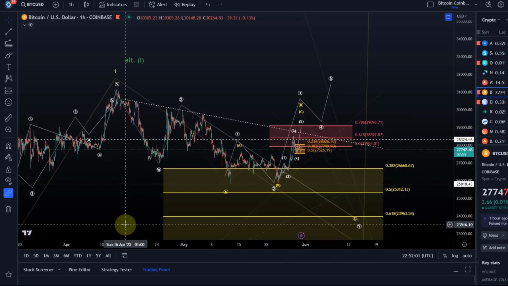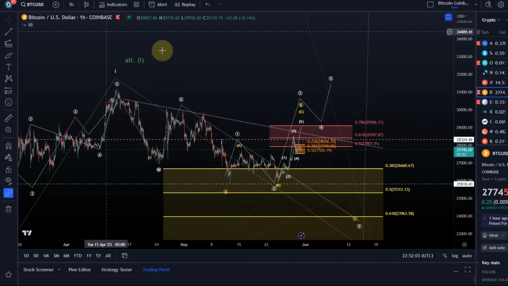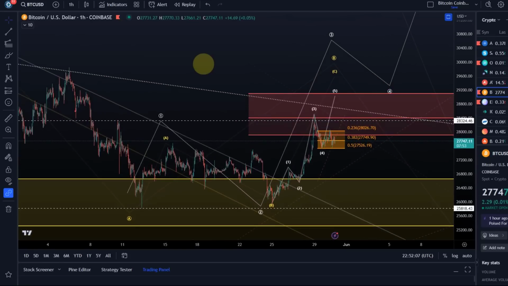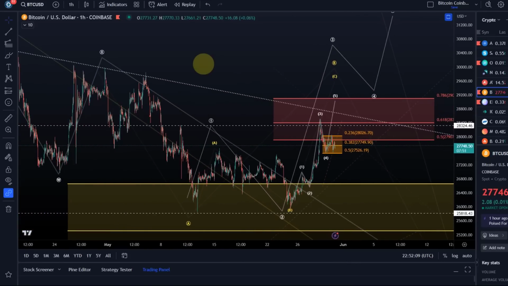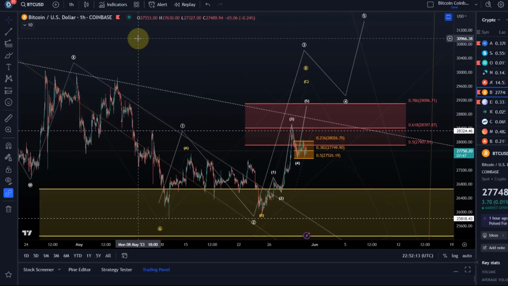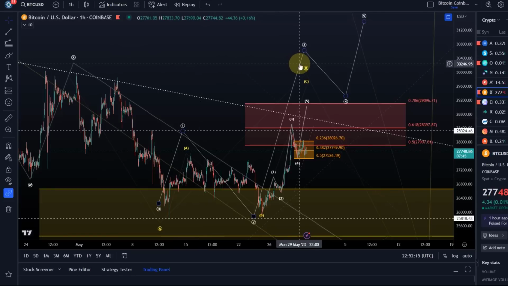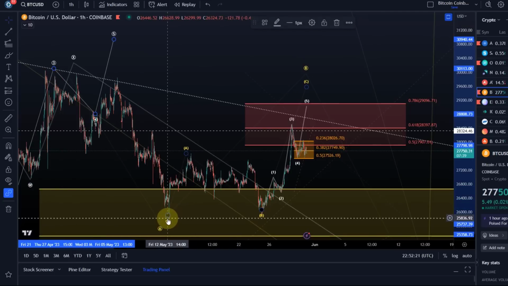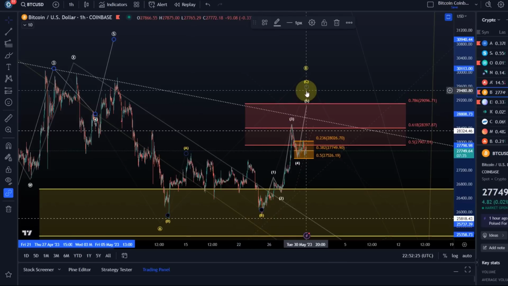They are certainly levels to watch. Now let's zoom in and take a look at the short-term bearish count. So the idea is, and let me actually move the bullish one to the side, that in the short-term bearish count, we completed off the 12th of May low an A wave to the upside, a B wave down, and a C wave up.